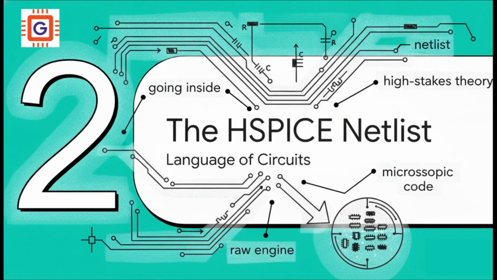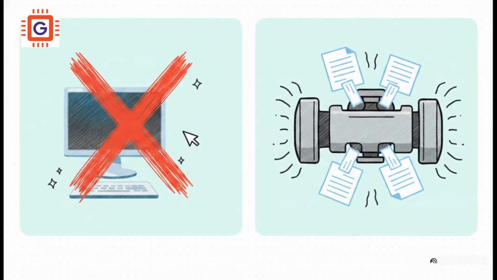Moving right along to Section 2, inside the Hspice netlist, the language of circuits. Let's step from the high-stakes theory down into the actual microscopic code that runs this engine. Now, if you're used to modern software, you're probably expecting some flashy drag-and-drop graphical interface, right? Well, Hspice doesn't care about looking pretty. The raw engine executes its wildly complex math entirely through plain text files, usually formatted as .sp files. It's a strictly code-driven way to represent physical hardware.